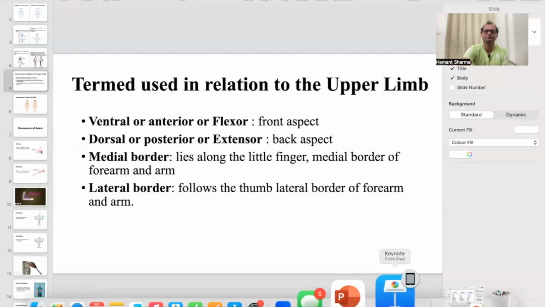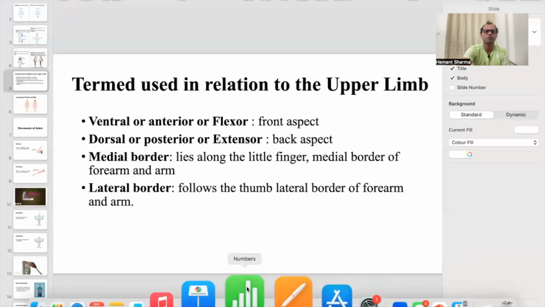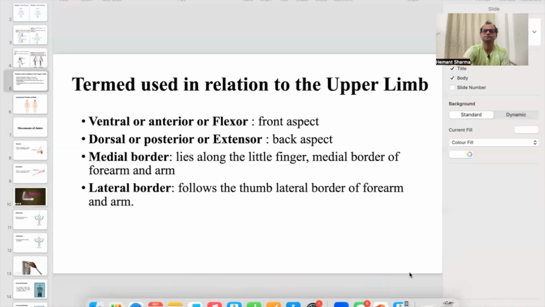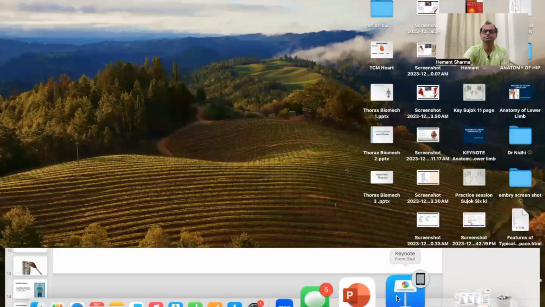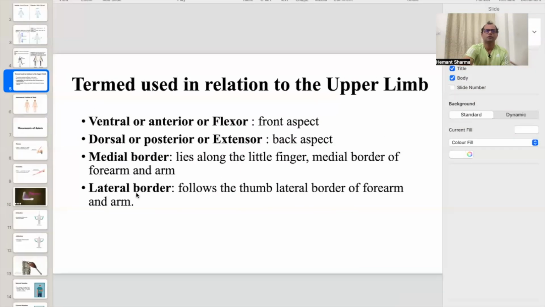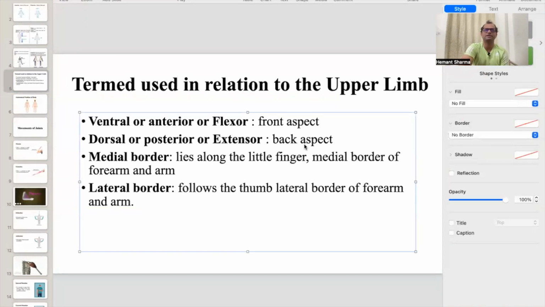This is the heart, right? So whatever I can look from the front side, that is the ventral side, and whatever is in the back side, that is dorsal side. So this is a very common word. Ventral means front. Okay. Now dorsal means back side.